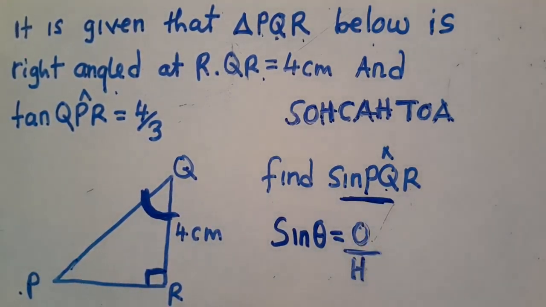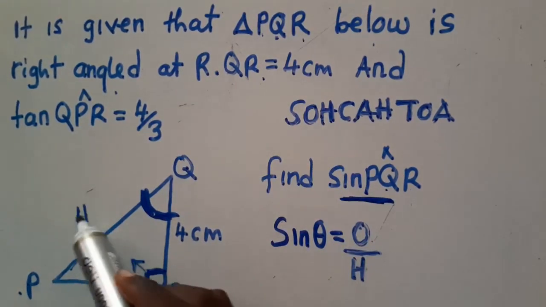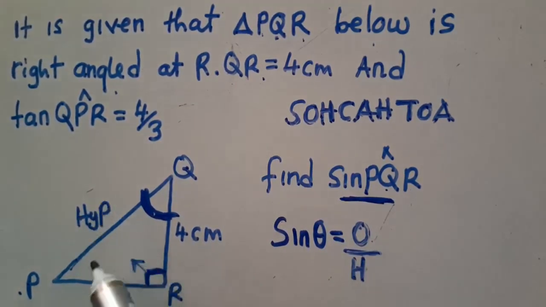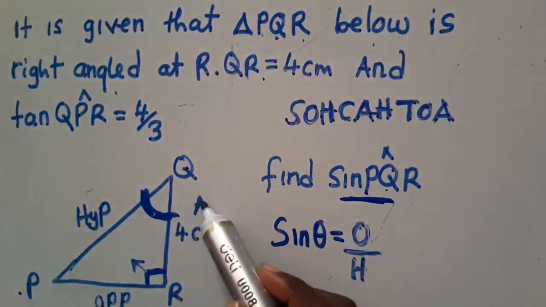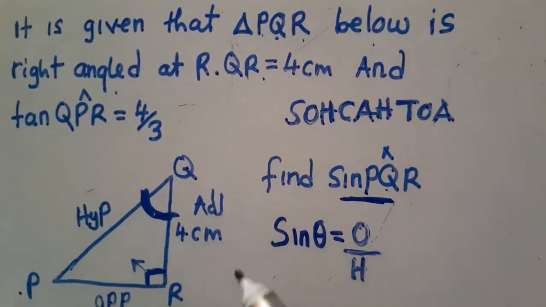So in this case, what is our opposite? The angle is Q there, so this side, where this is pointing, is the opposite. That is our hypotenuse. Then this side is called the adjacent. So the first thing we need to know is what is the opposite.